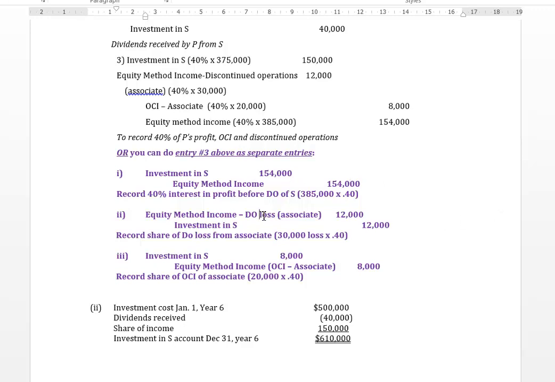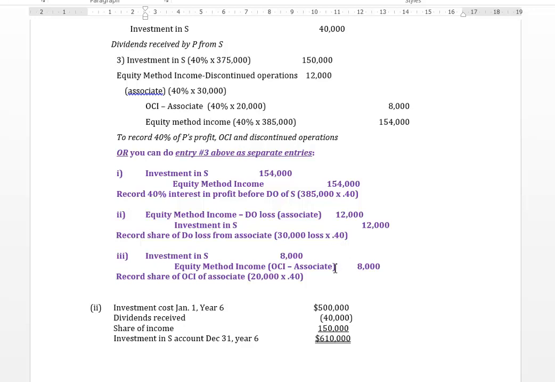Then you can do a separate entry to take your share of the DO loss, which we already know is 12,000, and credit the investment account. Because don't forget, if you're taking your share of the loss, your investment is being credited on the balance sheet, or it's being reduced, right?